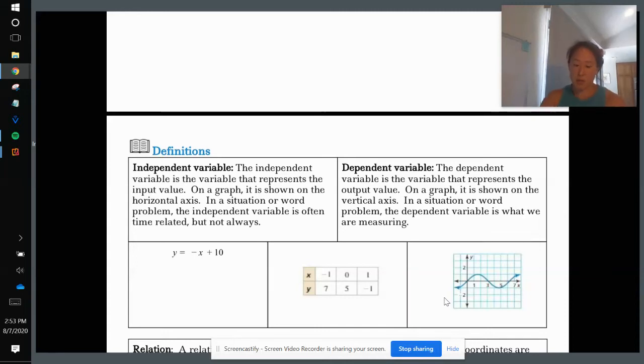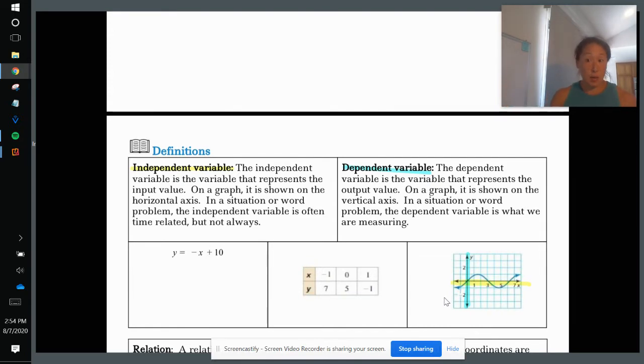Up next is vocab. Our vocab for today is independent variable. Basically, an independent variable is the x variable. We represent it on the x-axis. So like on this little graph right here, the x-axis would be our independent variable. Now, the thing that we're trying to measure is the dependent variable. So the dependent variable is recorded on the y-axis.